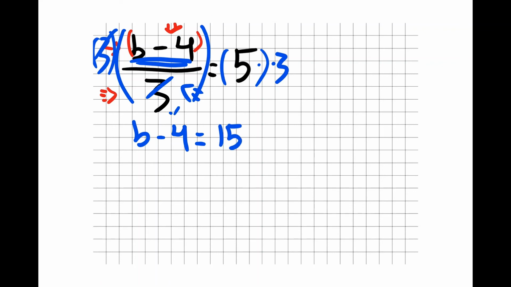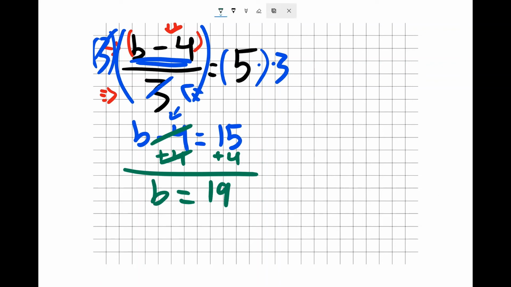Finally, as we have been doing in this section, get rid of minus 4 by doing the inverse or the opposite, which is plus 4. Plus 4, and you are done. B is equal to 19.